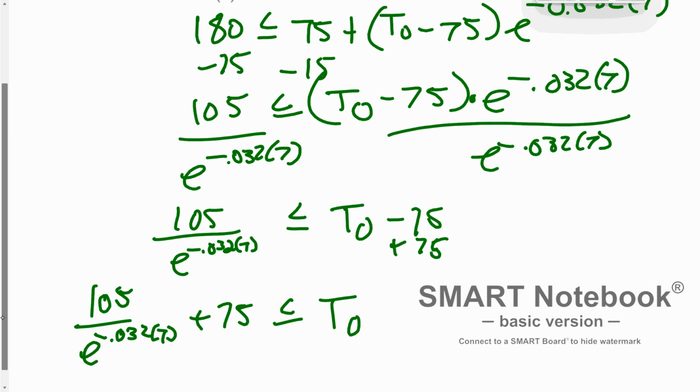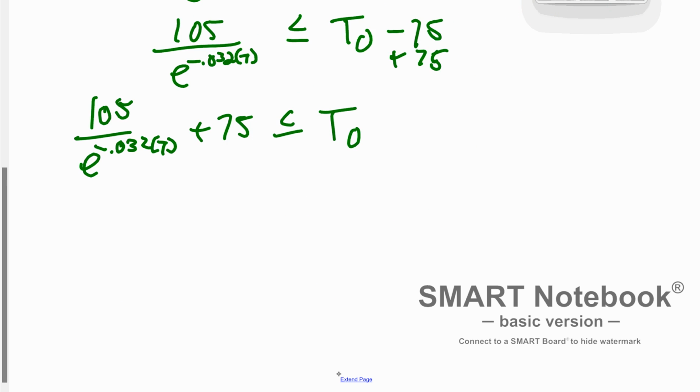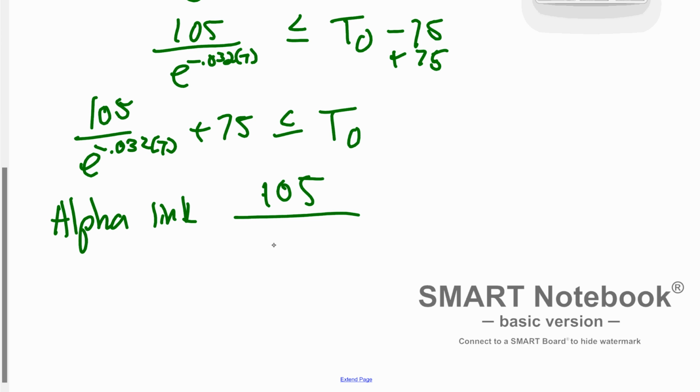So what you can do here on your calculator is you could do the alpha link to get that fraction bar. Some different calculators just have a fraction bar. And so then it'll bring up a fraction bar. You can put 105, and then on the bottom you hit e, and it automatically either does a parenthesis or brings up an exponent. So you can do negative 0.032, and then put the 7 in parentheses, and that's going to multiply it for you, and then arrow over, so then you're out of that fraction, and now you're on top, and you can just add 75, and then you can go ahead and hit enter.